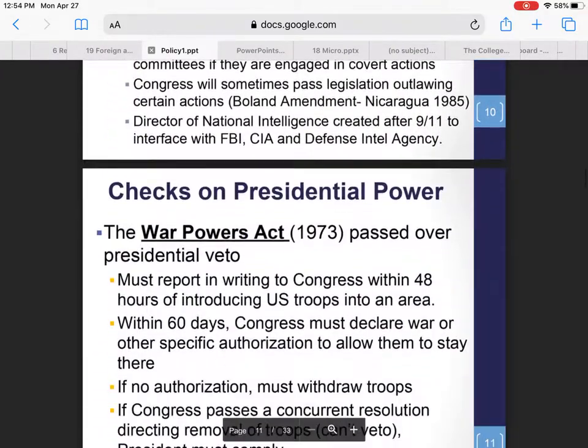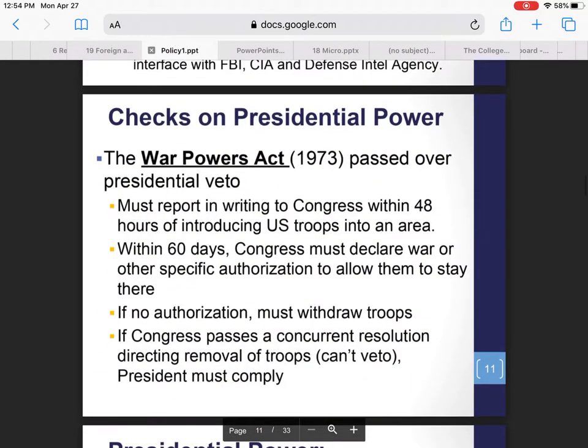Now, in 1973, Congress passed what's known as the War Powers Act, and this is a significant piece of legislation that really was designed to kind of counteract some of the actions of Lyndon Johnson and Richard Nixon during Vietnam. Here's essentially what it says.